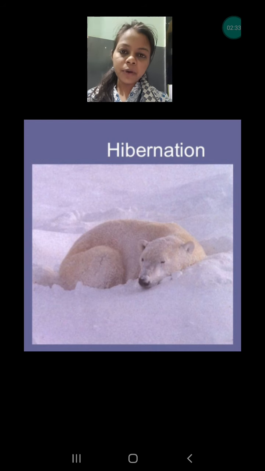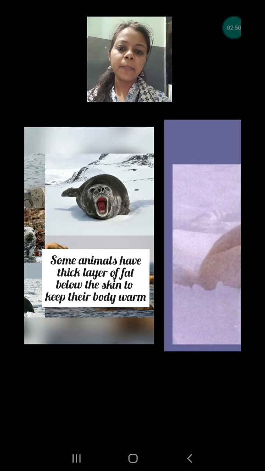To protect from the cold, hibernation is always taken, and to protect from the summer, estivation is always taken. So the polar bear always shows hibernation. That means they sleep for a long period of time in the winter season.